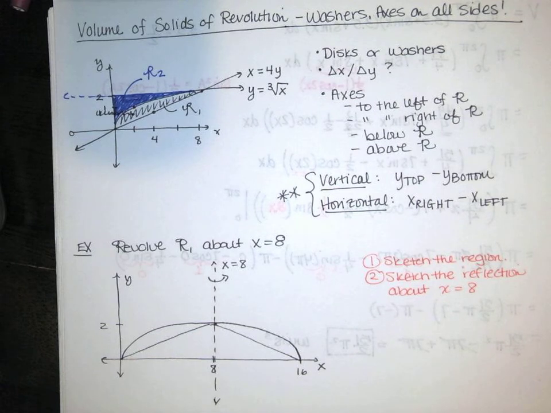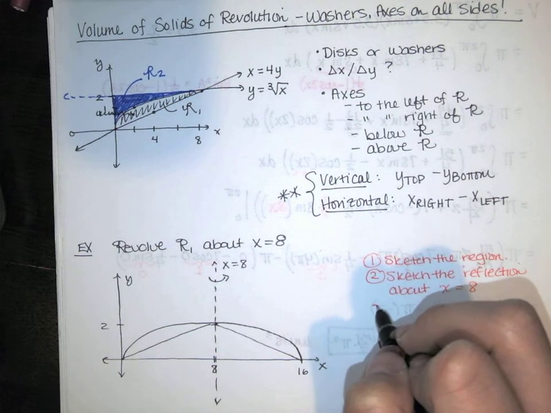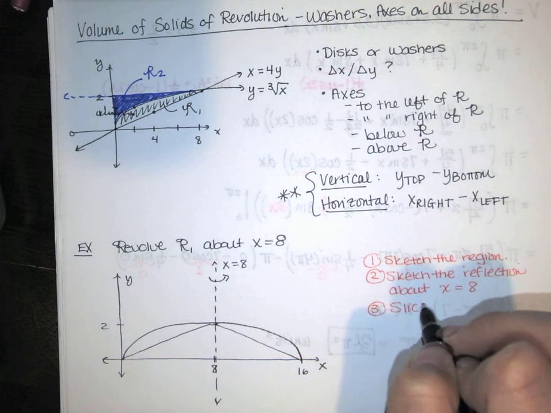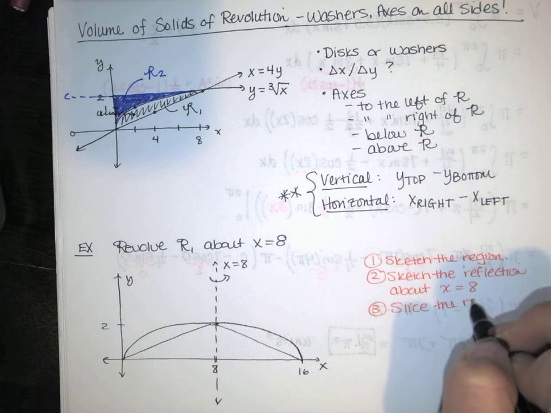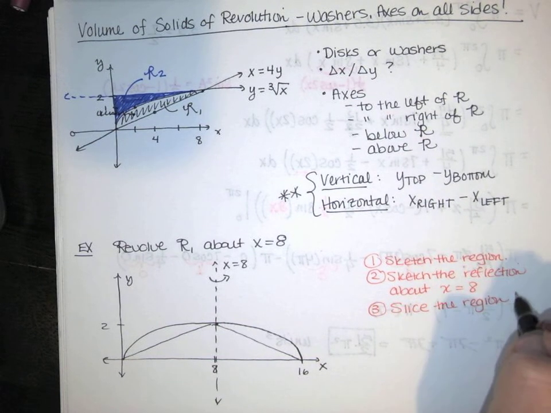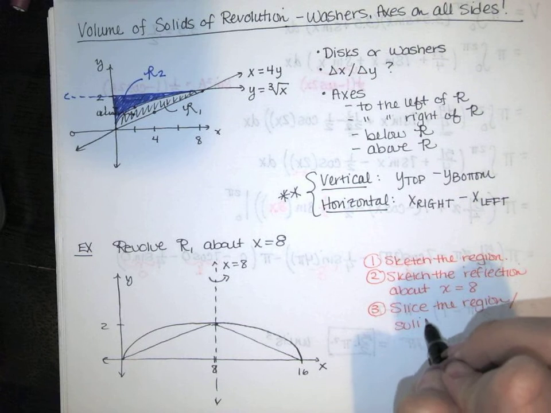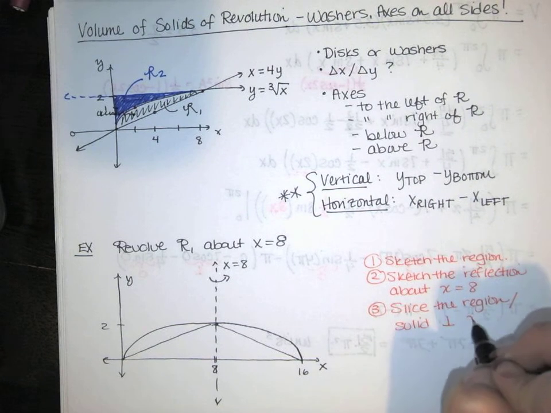Good enough for us. And now, once we've done that, we have to imagine, whenever I'm doing a solid of revolution and I'm using the disc or washer method, I always have to slice perpendicular to the axis, because when I slice perpendicular to this axis, the resulting solids are discs or washers. So we're going to slice either the region or our imagined solid perpendicular to x equals 8.